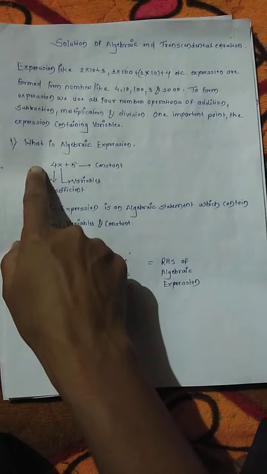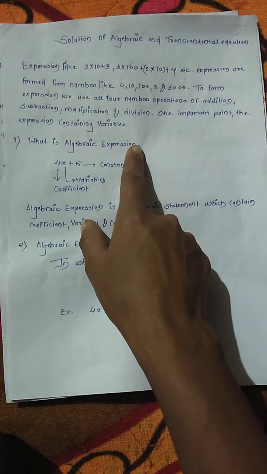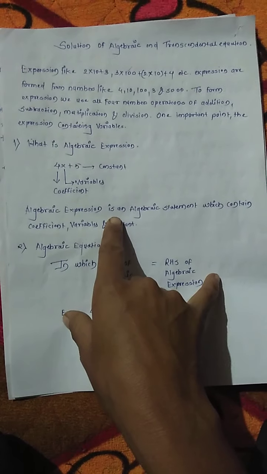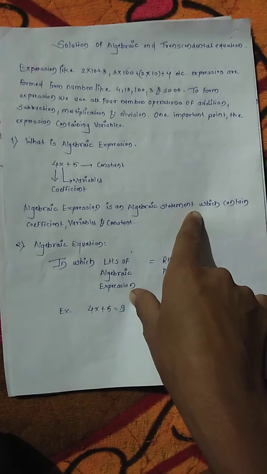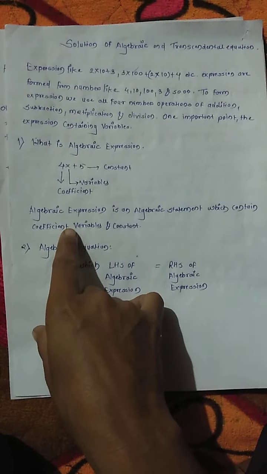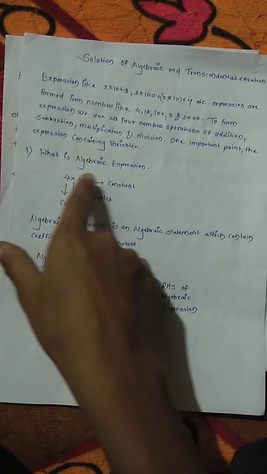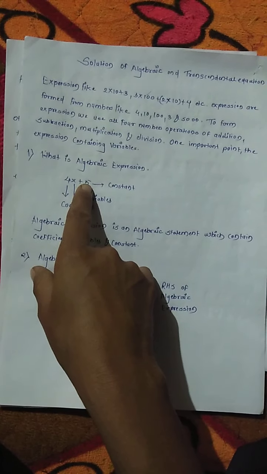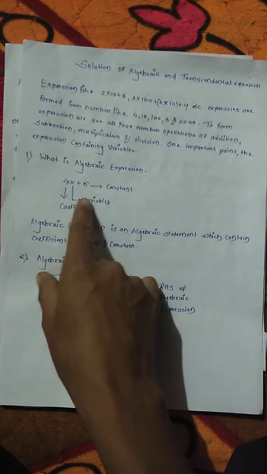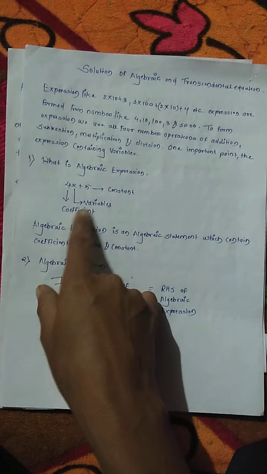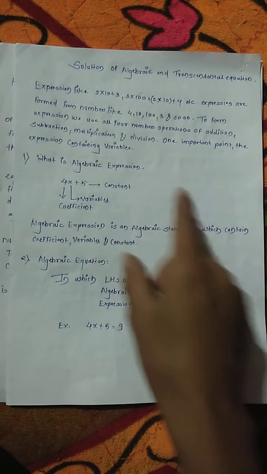Let us see first what is an algebraic expression. An algebraic expression is an algebraic statement which contains coefficients, variables and constants. See here, 4x plus 5. This is an algebraic expression because it contains coefficients, variables and constants.